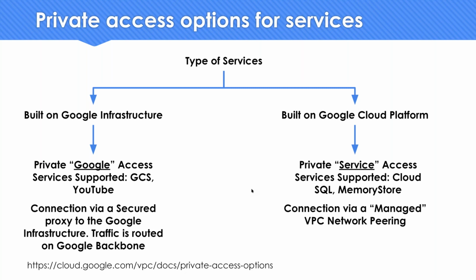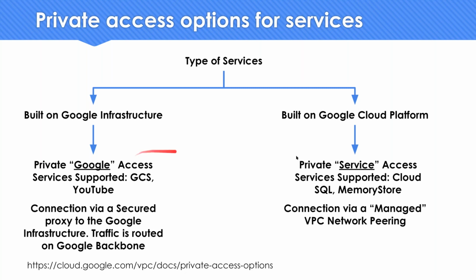So basically, there are two types of private access. First of all, if it is built on Google infrastructure, then you get something called private Google access, where you can access from a virtual machine a YouTube API, a Google Maps API, a Google Cloud Storage API, a BigQuery, which we have not even seen yet. So anything running on Google infrastructure, I can use private Google access. So from a VM, I can easily access it.